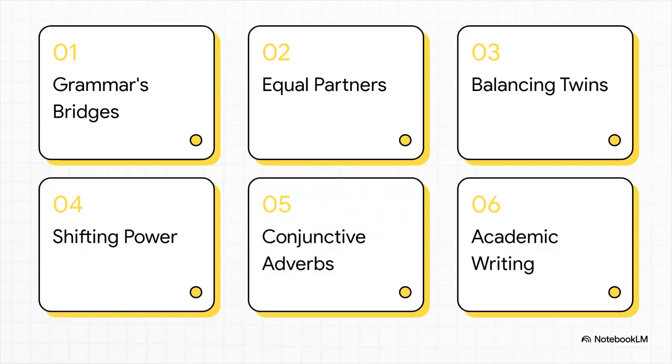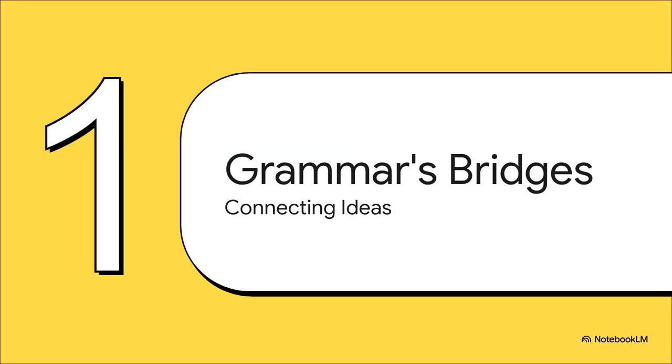So, here's our roadmap for the masterclass. We're going to cover grammar's essential bridges, look at equal partners with coordinating conjunctions, balancing twins for correlatives, and shifting power with subordinating conjunctions. After that, we'll tackle conjunctive adverbs and commas, and wrap it all up by analyzing conjunctions in academic writing. Okay, let's kick things off with part one, grammar's essential bridges.